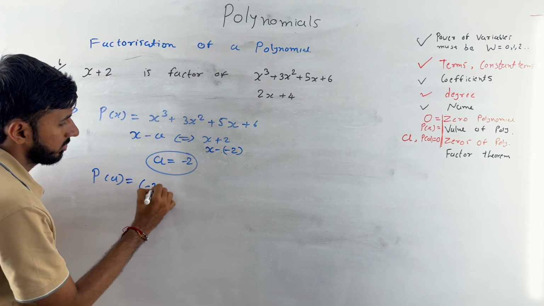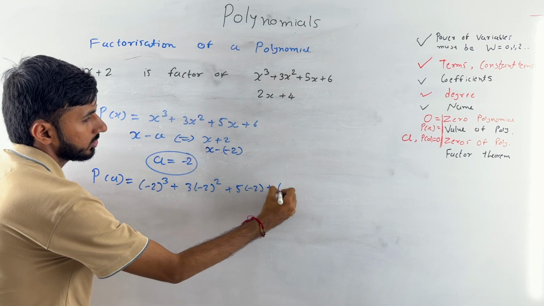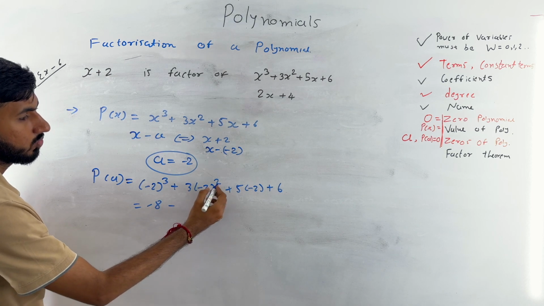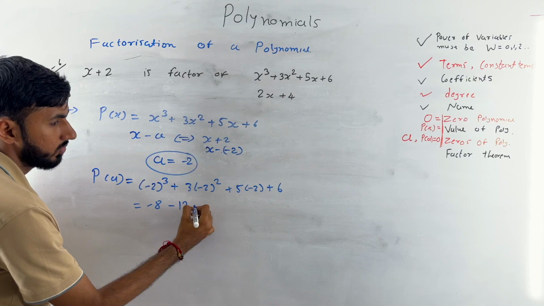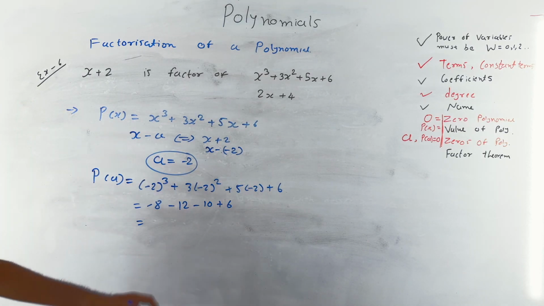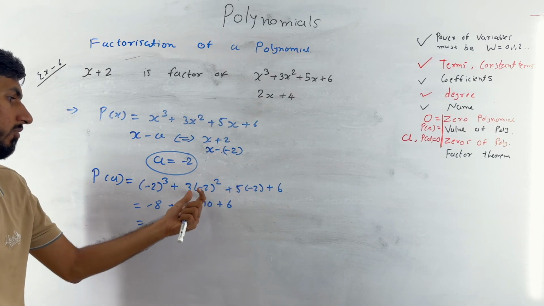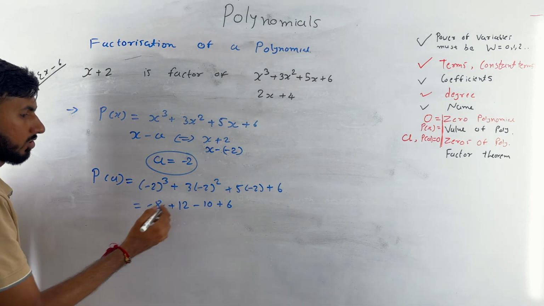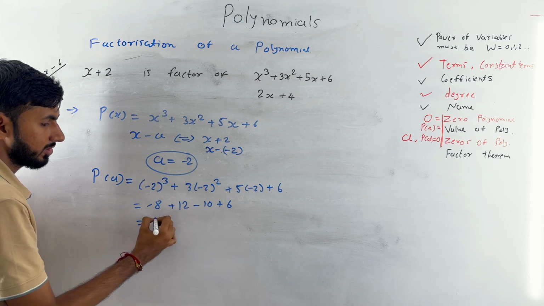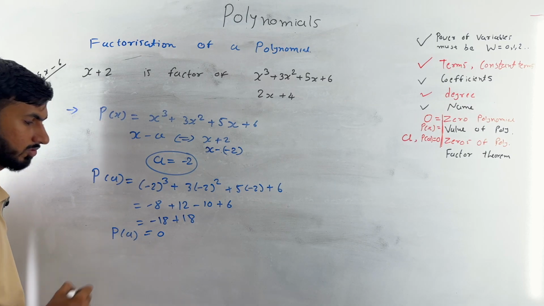So my answer will be (minus 2) cube plus 3 times (minus 2) square plus 5 times (minus 2) plus 6. So minus 2 cube is minus 8. Here I have minus 2 square, 4, 3 are 12. Minus 2 square will be plus 4, and plus 4 multiplied by plus 3 is plus 12. Here I have minus 10 plus 6. So my answer will be 12 plus 6, that is plus 18, and minus 8 minus 10, that is minus 18. Minus 18 plus 18 will be 0. So I get P of a is equal to 0.